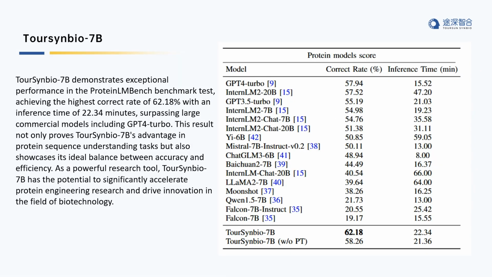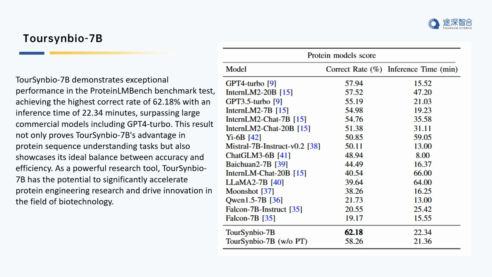Now, let's look at the performance data of TourSynbio. This table shows a comparison of different protein language models on the protein language model benchmark test. As you can see, TourSynbio achieved a correct rate of 62.18%, the highest among all models, even surpassing larger commercial models like GPT-4 Turbo. Even without post-training, it reached a correct rate of 58.26%, outperforming most other models.